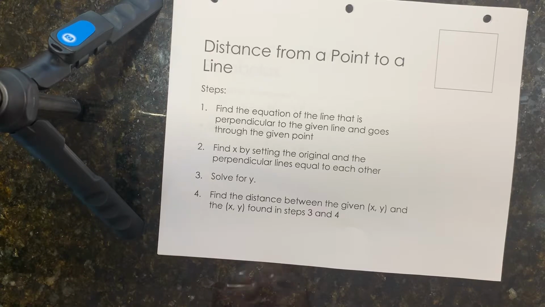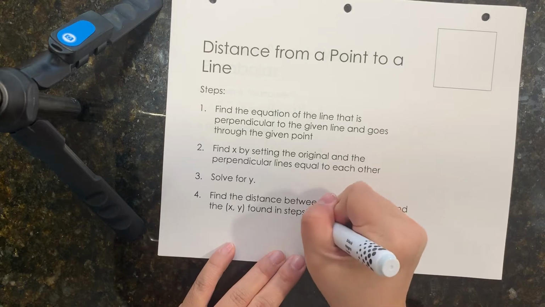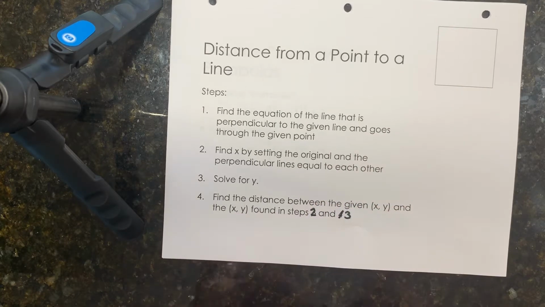Then we're going to find x by setting the original line and the perpendicular lines equal to each other. You're just going to set them equal to each other and then solve for x. Then after you solve for x, you're going to solve for y by plugging that into either the original line or the perpendicular line. And then lastly, we are going to take those 2 points that you found, so the given point in the problem, and then the x and the y that you found in steps 2 and 3. Sorry, this should say 2 and 3, to solve for the distance formula. And the distance formula you should already know.